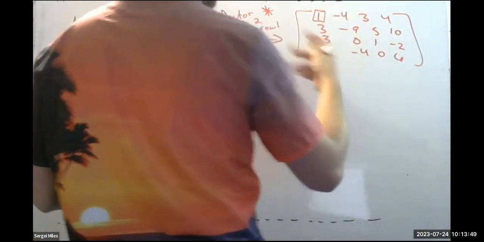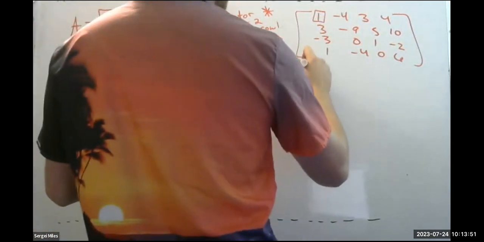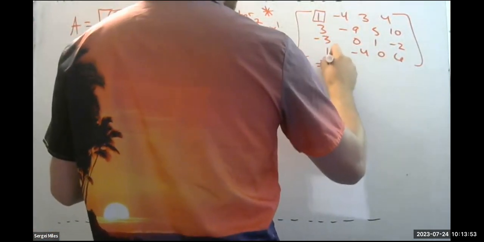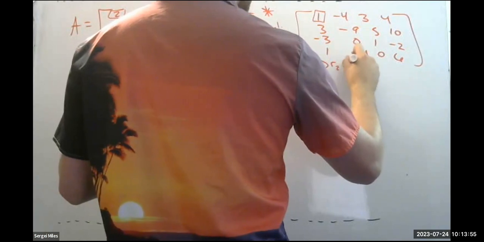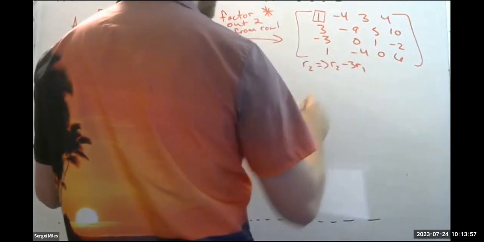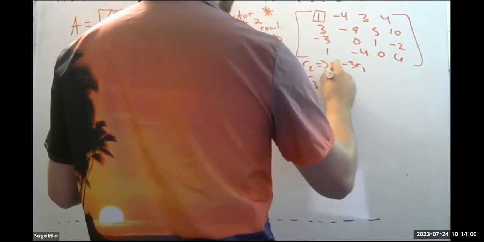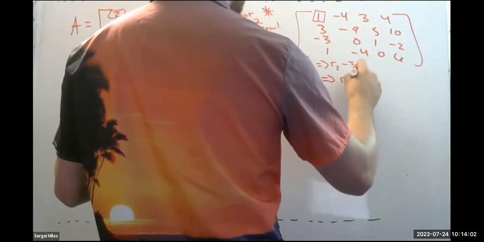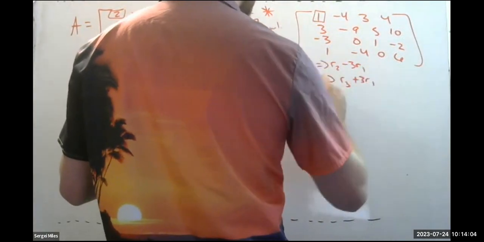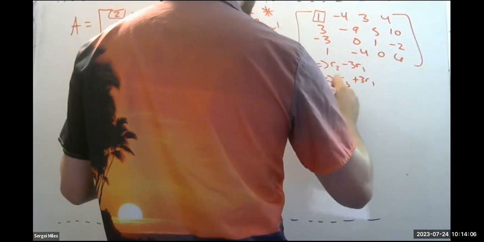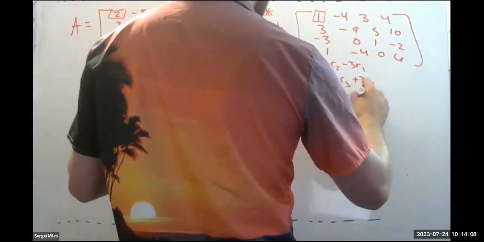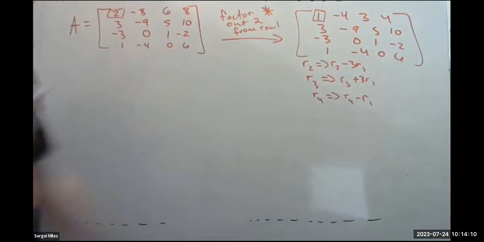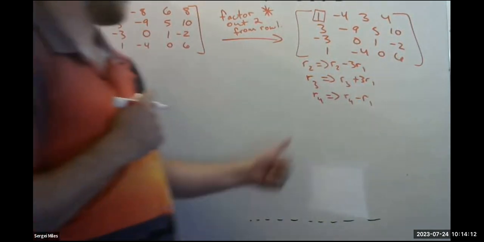I want to get some pivots, and I'm going to do some basic operations. I want to modify row 2. I'm going to take row 2 and subtract 3 times row 1. I'm going to take row 3 and add 3 times row 1. And I'm going to take row 4 and subtract row 1 from it. So notice these are the basic row operations.